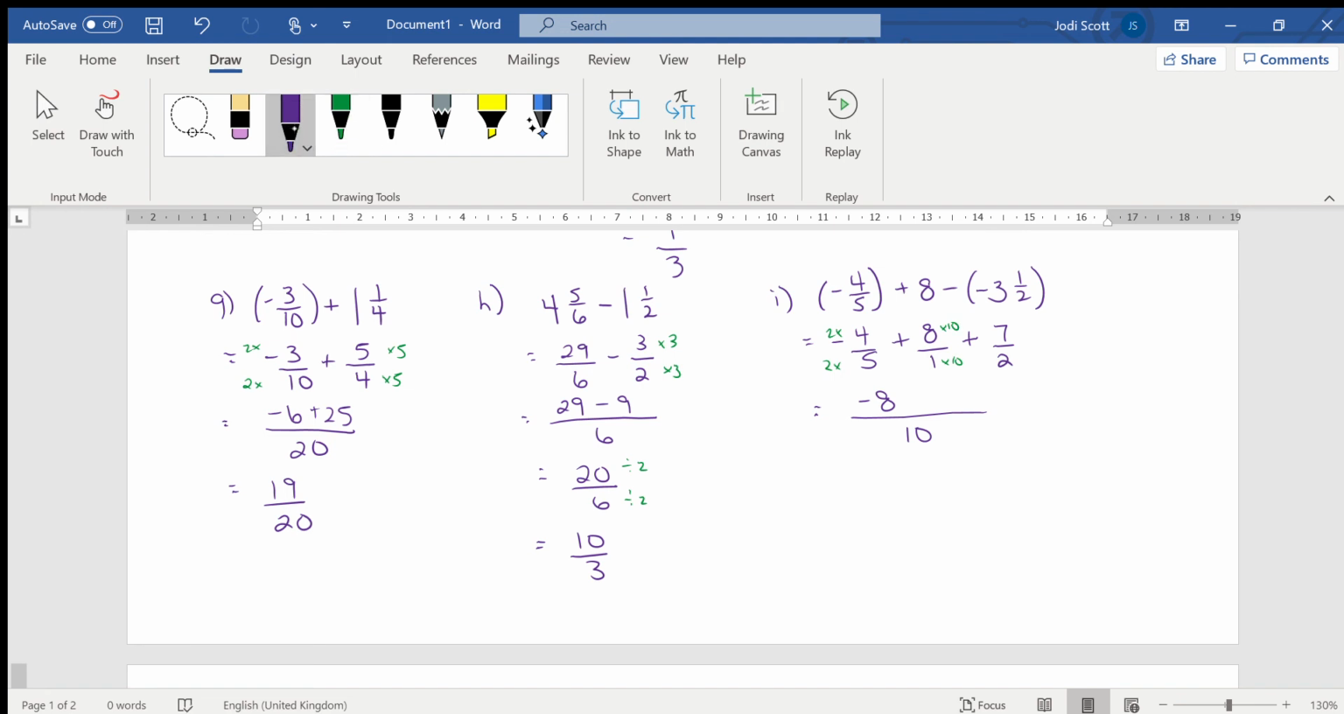So we're going to get a big number here. So 8 times 10 is 80. And the last one here, 2 to get to 10, we multiply by 5. 7 times 5 is 35. So then again, we just need to add, subtract the tops. So we've got negative 8 plus 80 plus 35. So we're going to end up with 107 over 10, and we can't reduce that any farther.